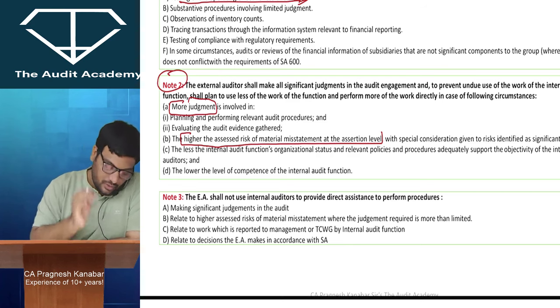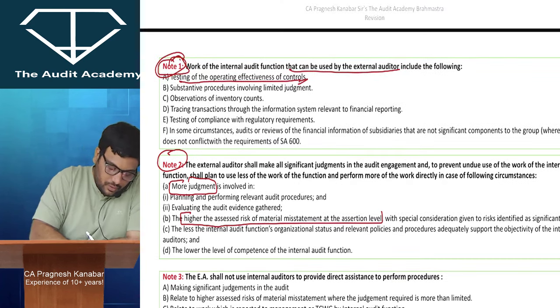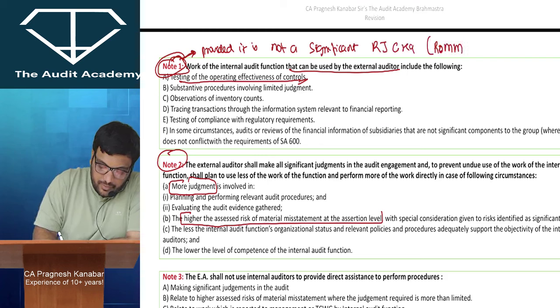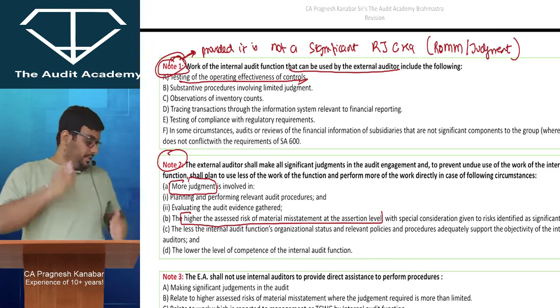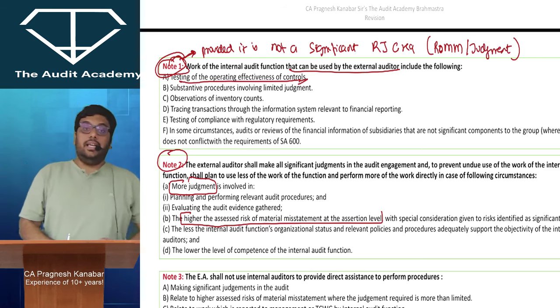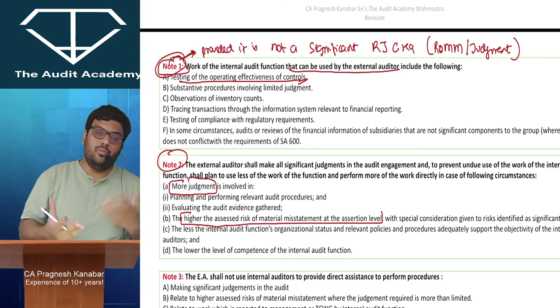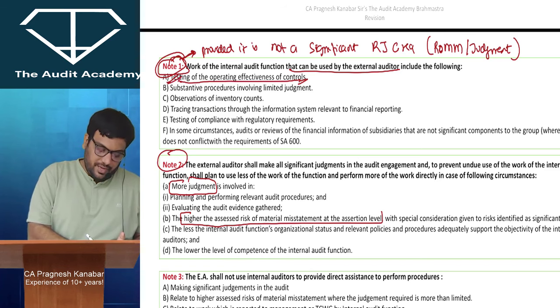So I want everyone to put an arrow over here and write down, provided it is not a significant RJ area. R for risk of material misstatement and J for judgment. So one thing is very clear: if it is a significant RJ area, then I will perform more of the work directly. I will not use his work, or I will use less of his work. So please be very, very careful with this.